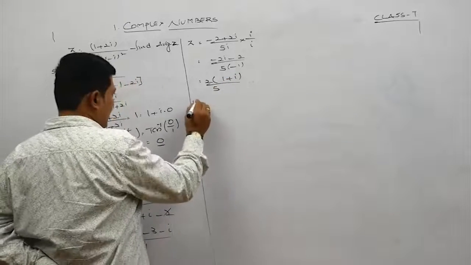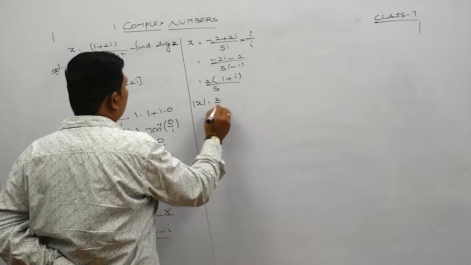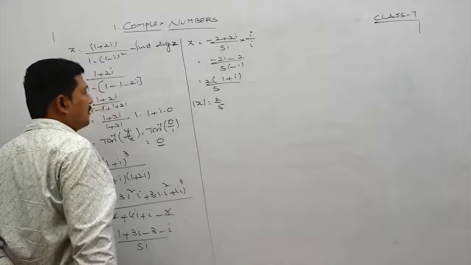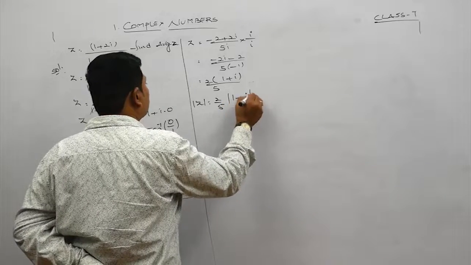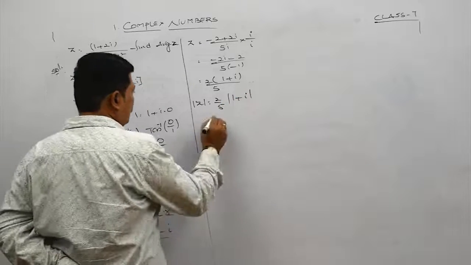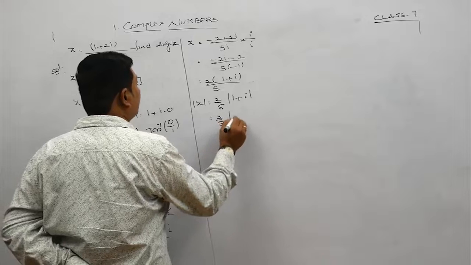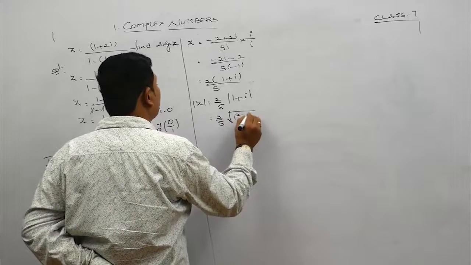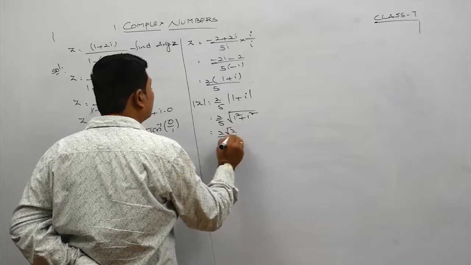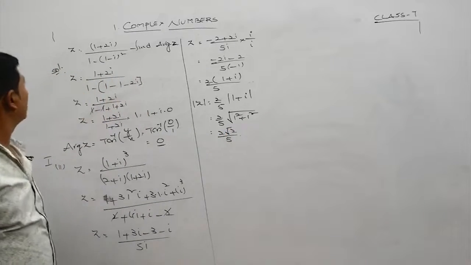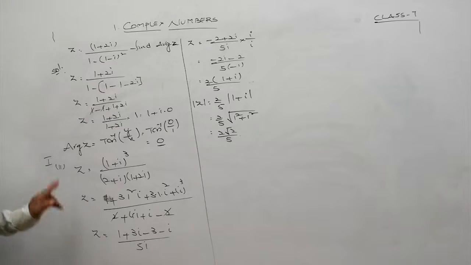Now modulus of z is equal to, 2 by 5 is already a real number with positive sign, so it does not need a modulus. Modulus of 1 plus i, so this is equal to 2 by 5 into root of 1 square plus 1 square, and this is equal to 2 root 2 by 5. So this is Roman number 2.